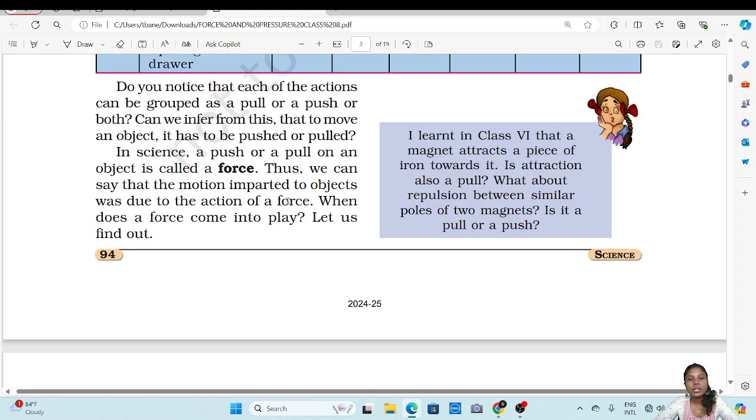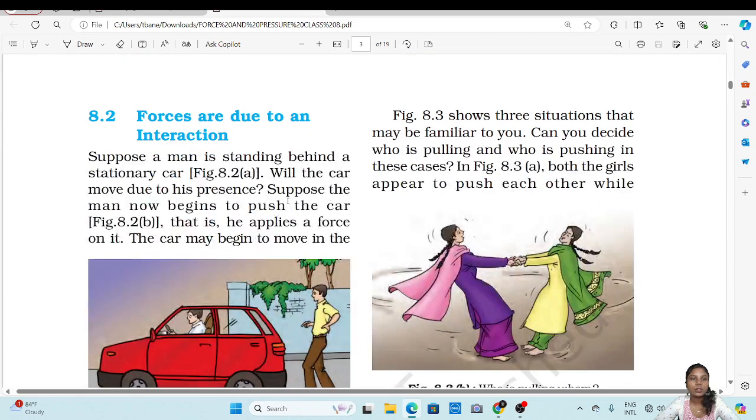When does a force come into play? Let us find out. Forces are due to an interaction. When we talked about the football match, there was the ball and the player that was playing. So in that case, what was happening? There were two objects, and there was some kind of interaction between the player and the ball.